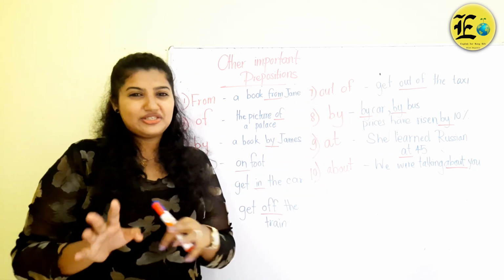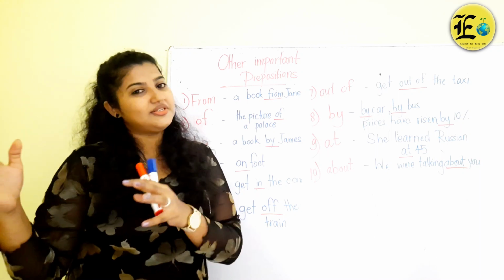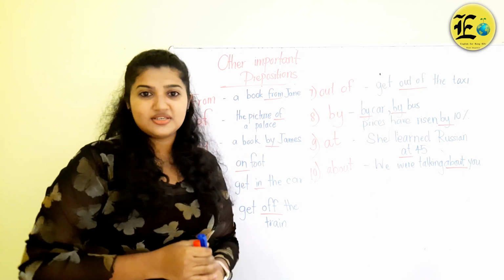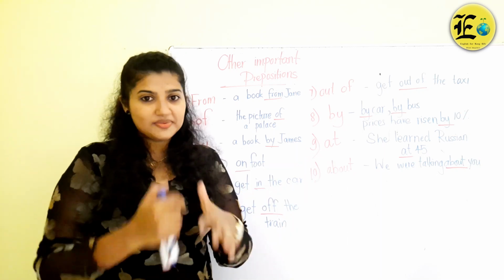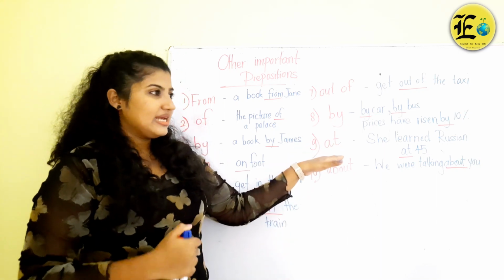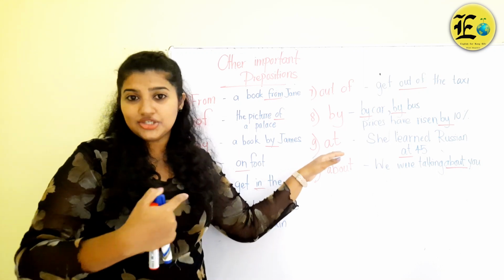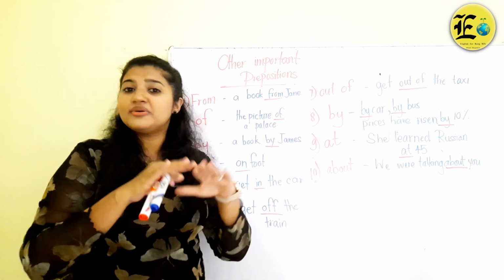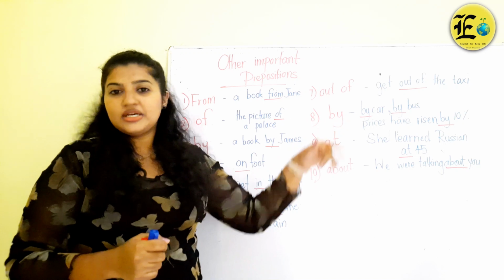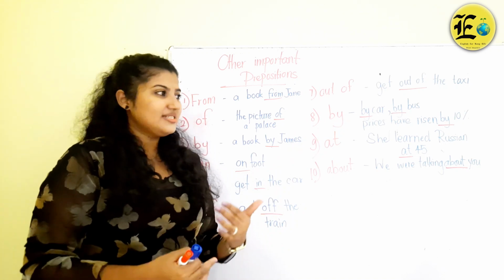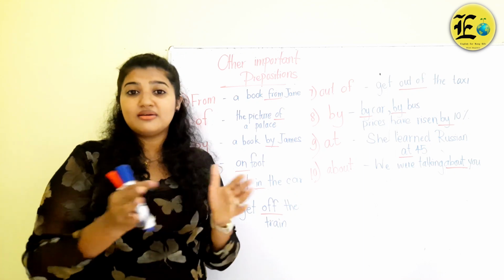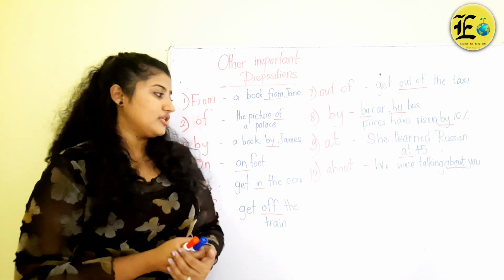Another common one which you have come across in prepositions of time and prepositions of place also, but this is an important preposition, that is at. And this is used to talk about the age, right? It's to talk about a person's age. She learned Russian at 45. So that means she learned Russian in the year of or at the age of 45.